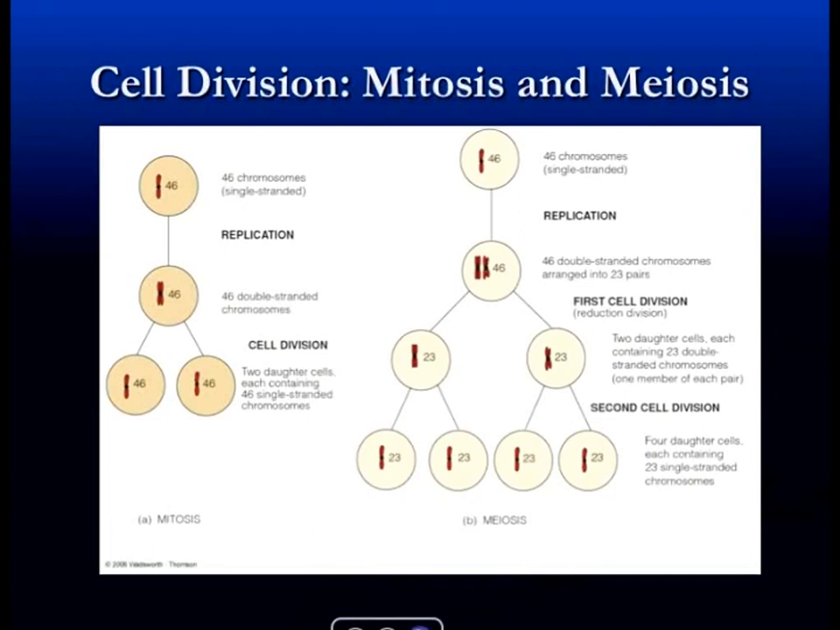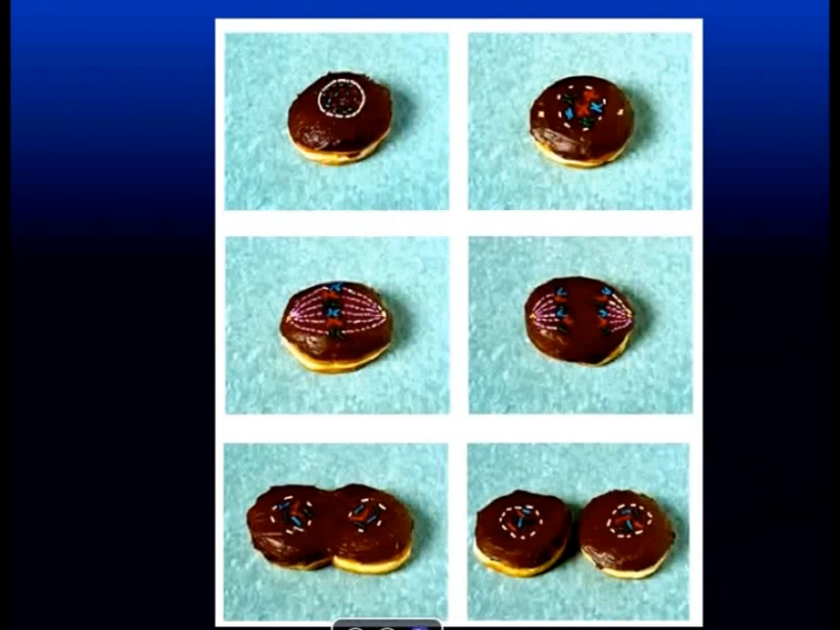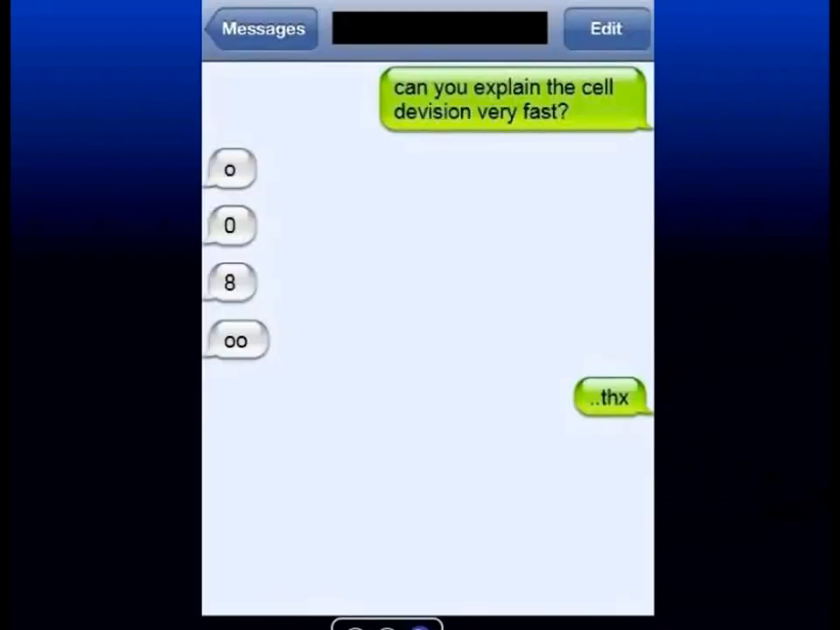Now, one of the points that I want to emphasize, where is it? There we go. Well, actually, one of the points I wanted to emphasize for you is donuts. This is cell division as shown in donuts. I thought this might help you remember it for the test, since donuts probably make a bigger impression on you than my other overheads. Or my personal favorite illustration of cell division, which is, can you explain cell division very fast?